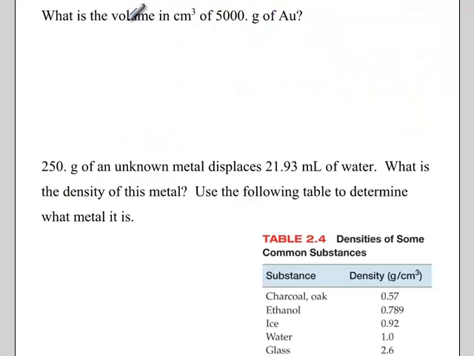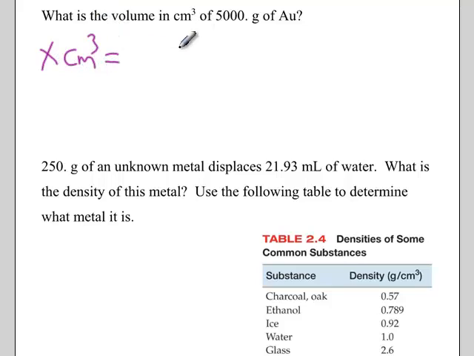So for example, what is the volume in cubic centimeters of 5,000 grams of gold? So the unknown, x cubic centimeters. Notice you don't write down x volume because volume could be measured in liters, milliliters, cubic centimeters, gallons, ounces. You want to write down the unit.